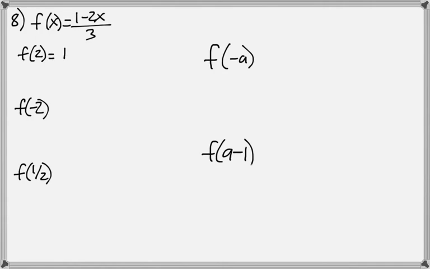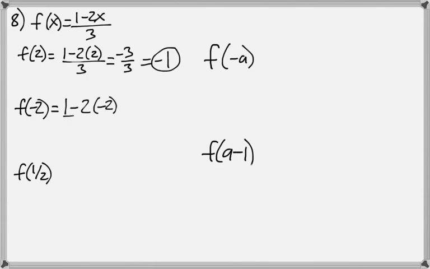So this will be 1 minus 2 times 2 over 3, which is going to be negative 3 over 3, which is negative 1. And that'll be your answer. So then negative 2 is 1 minus 2 times negative 2 all over 3, which is going to be equal to 5/3.